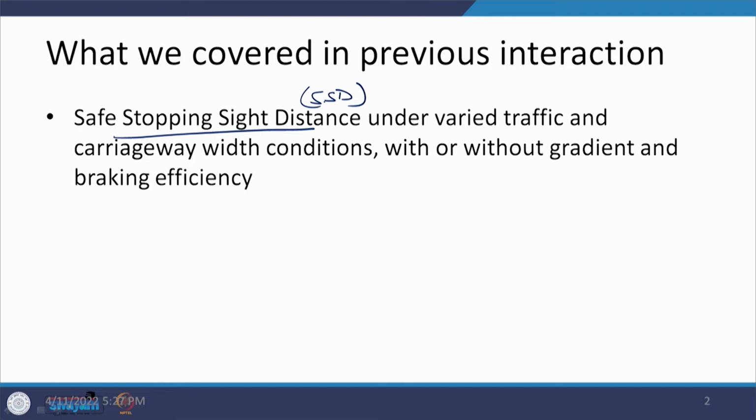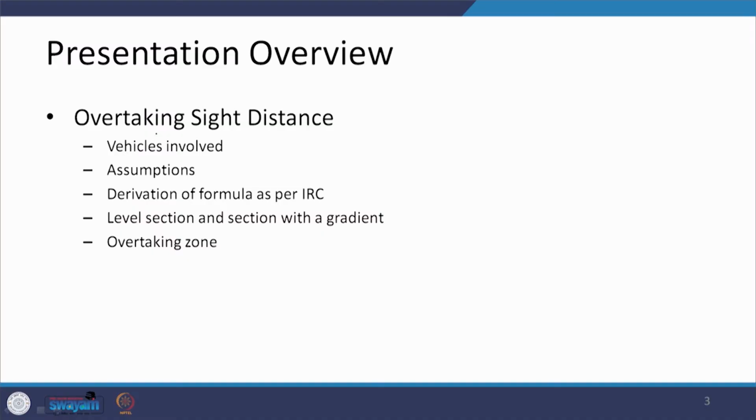We also discussed about the effect of gradient, and then towards the end we have also incorporated one factor which is related to the braking efficiency, and we have seen how this factor is going to make a difference in the calculations of SSD and what is going to be the distance by which the vehicle needs to be stopped before collision. In today's interaction, we are going to discuss about the overtaking sight distance.